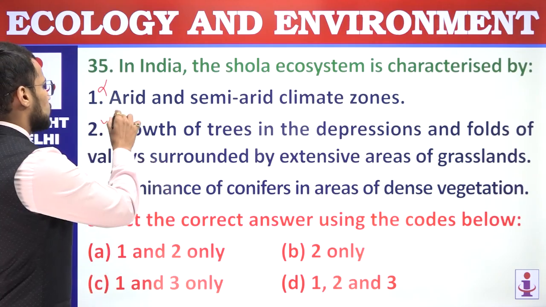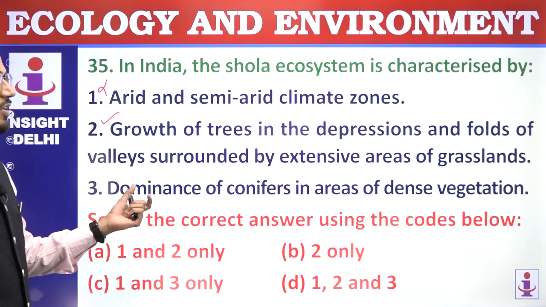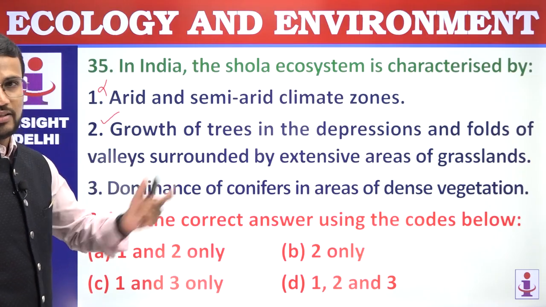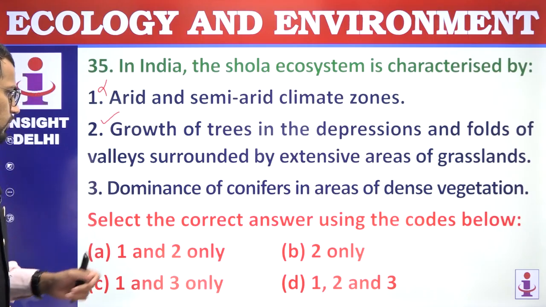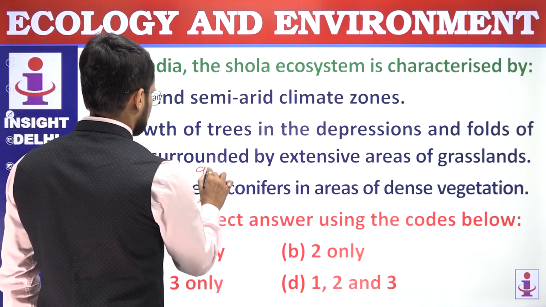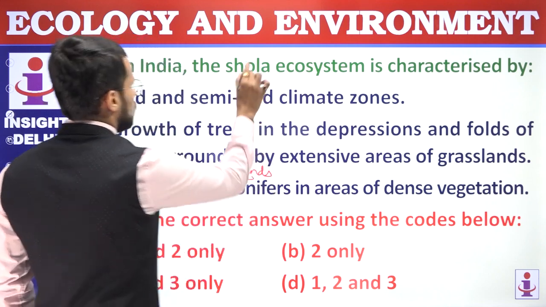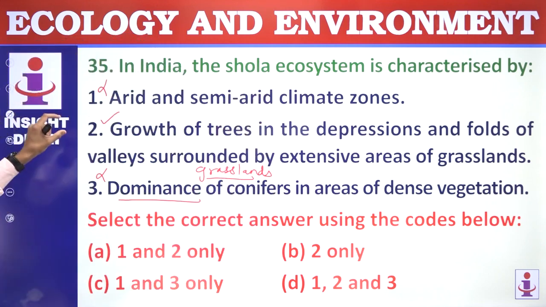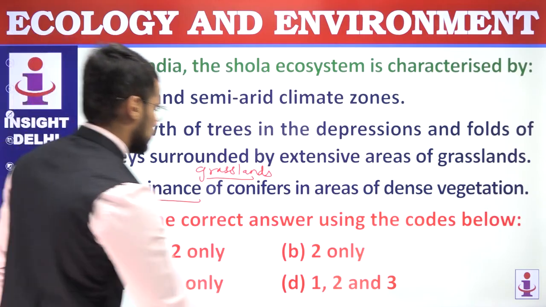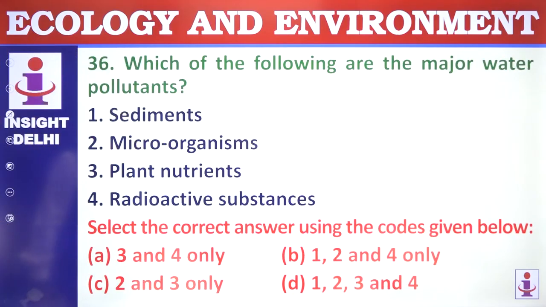This is the feature of Shola forest. And 80% of these ecosystems are grasslands. Third, dominance of conifers in areas of dense vegetation. No, dominance by grasses or grasslands is a feature of the Shola ecosystem. And that's why only the second statement is correct. We are supposed to find out correct statements. Answer is 2. Answer is B, 2 only. 35, answer is B.